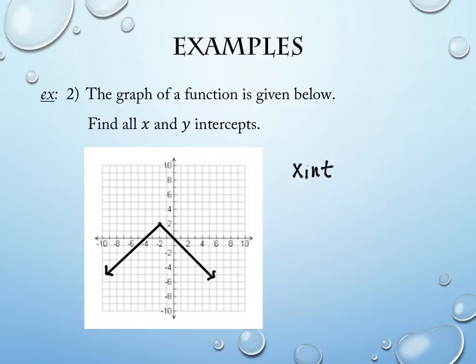-4, 0, and 0, 0. Right. -4, 0. That's right over here. And then 0, 0 right there. So I have 2 x-intercepts. That doesn't happen when we have lines. You just always have one or none at all. But when we have other curves, we can have more than one.